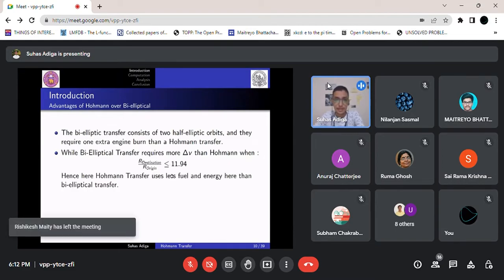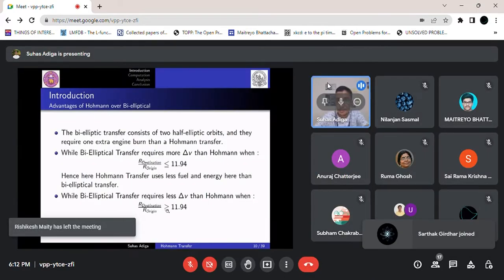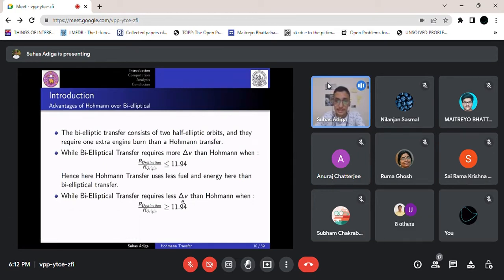But when the ratio is greater than 11.94, then Hohmann turns out to be a villain for us. It will take more energy than bielliptic. So bielliptic will consume less energy in this case. Fine. So I think now we are clear as to why we prefer both the transfers, right?